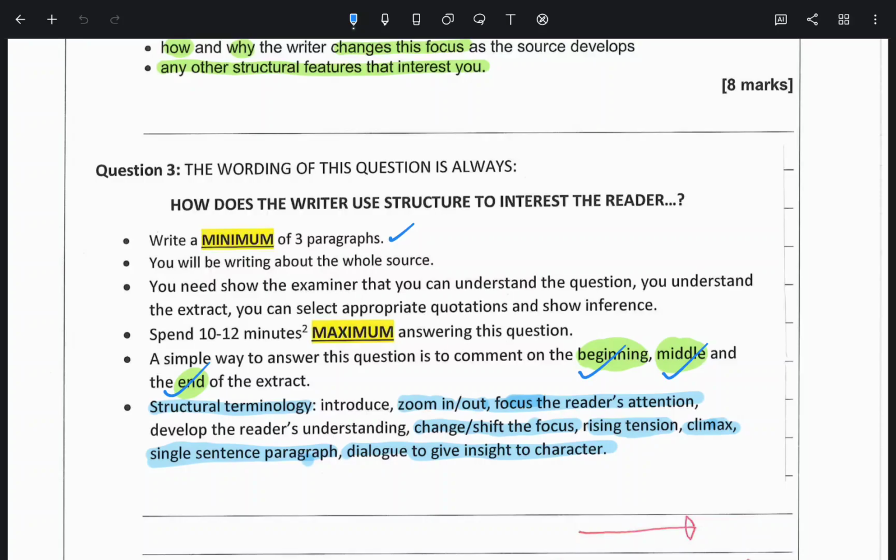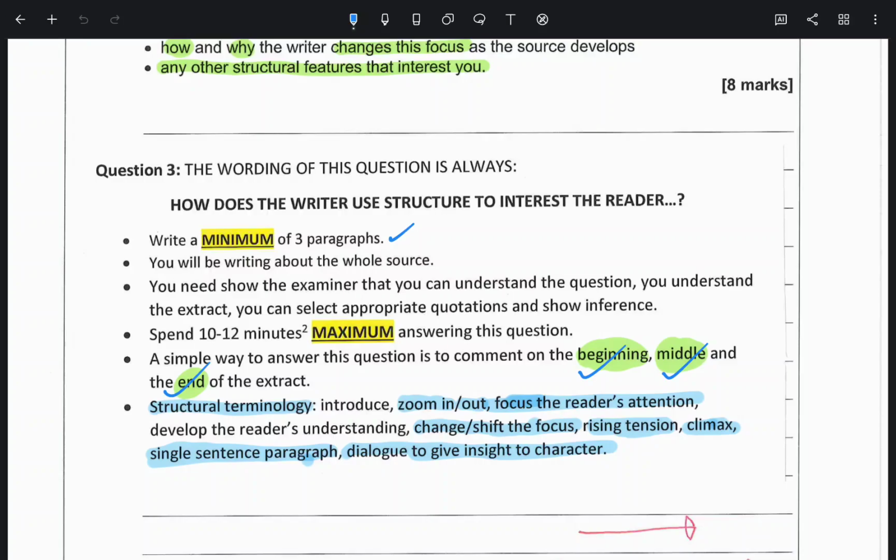And then, of course, dialogue. If we have dialogue in the text, does that fall under structure? Yes, absolutely. So dialogue, we know it gives an insight to the character. So tell us, importantly, how it interests the reader. So these are some top tips and things for you to consider.